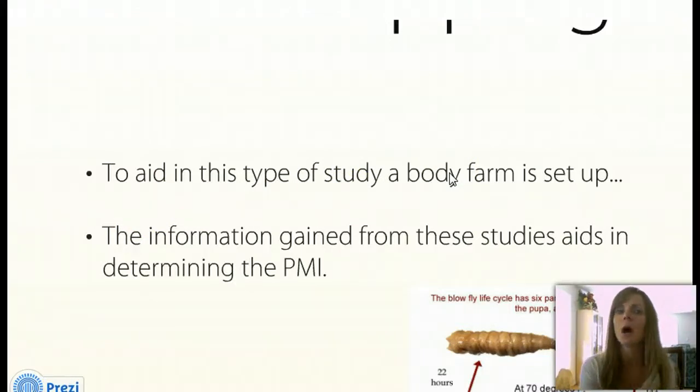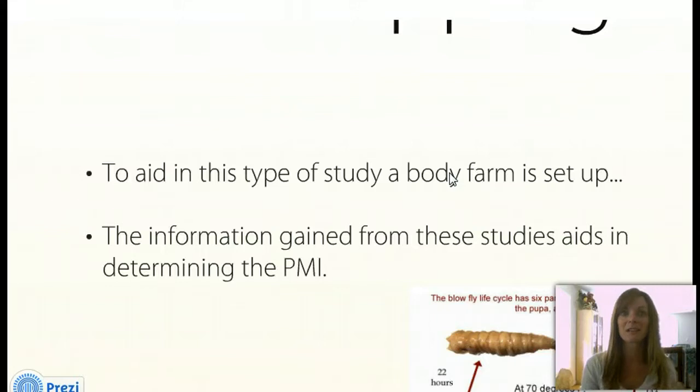How do we know how these insects basically affect the corpse and start to break it down? Well, they set up a body farm. Sometimes they actually do it with cadavers, which are real life humans, but a lot of times they do it with animals, such as pigs. They found out that pigs decompose in very similar ways that we do.